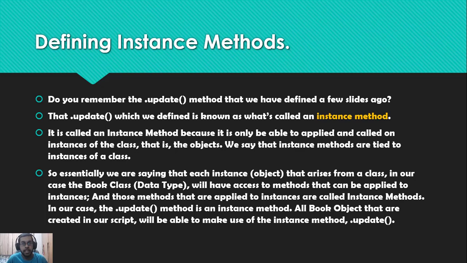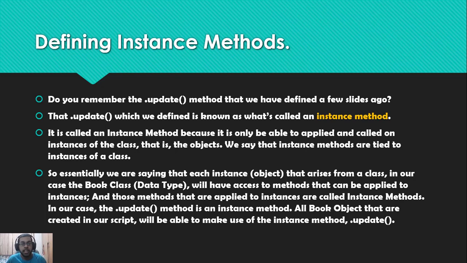Defining instance methods. Do you remember the .update method that we defined a few slides ago? That update method is what's called an instance method. It is called an instance method because it is only able to be applied and called on instances of the class, that is, the objects. We say that instance methods are tied to instances of a class.